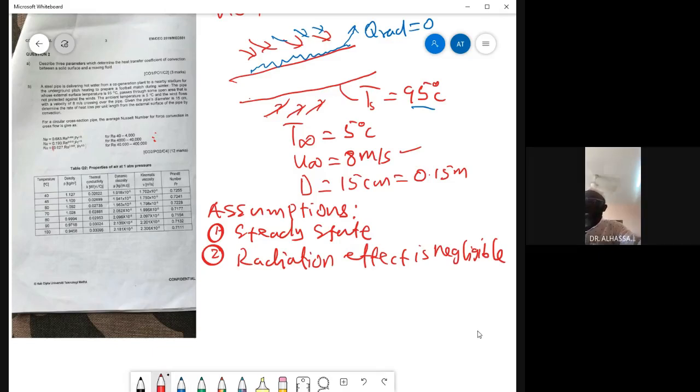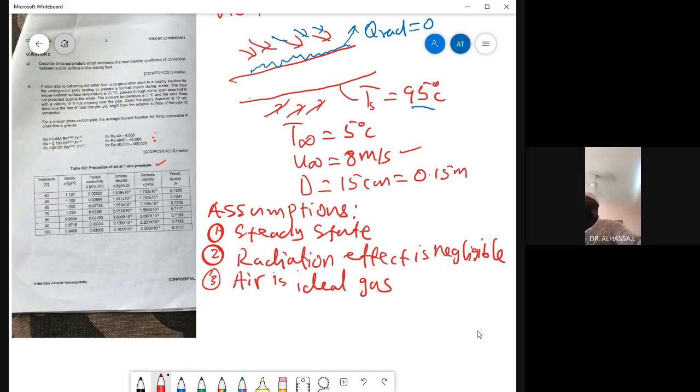Now, number 3, let's see. We can say that the air is an ideal gas. Air that flows across the pipe is an ideal gas. So the properties of the air at 1 atmospheric pressure are given.